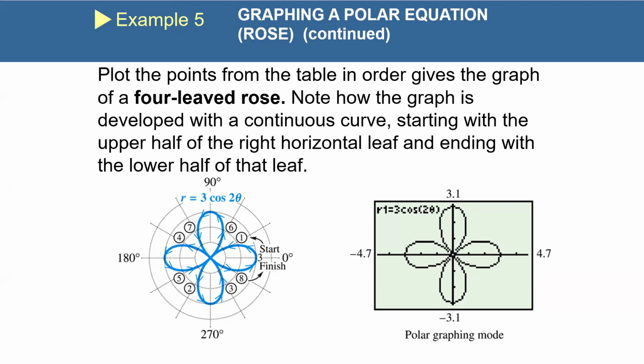So our 4-leaf rose is created from start to finish, going around. Changing the A changes the length of the rose, so how far your petals go out. My petals are going out 3 units from the origin.